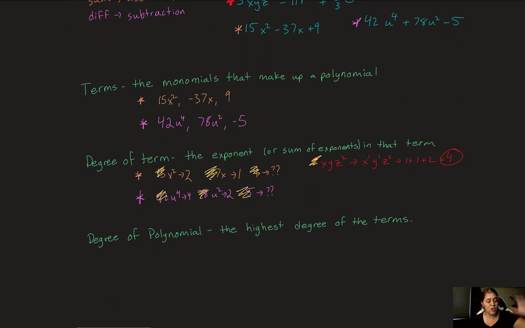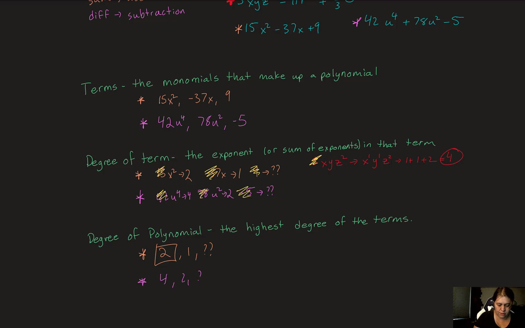Last but not least, we have the degree of the polynomial. How do we determine the degree of a polynomial? Well, we just look at the degree of each of the individual terms and we grab the biggest number. So if we were going to look at our little orange dude here, our biggest term for our degree is 2. So that makes it the degree of the polynomial. And then we've got our other one. Anyway, we can do 4 or 2. So 4 is our biggest.